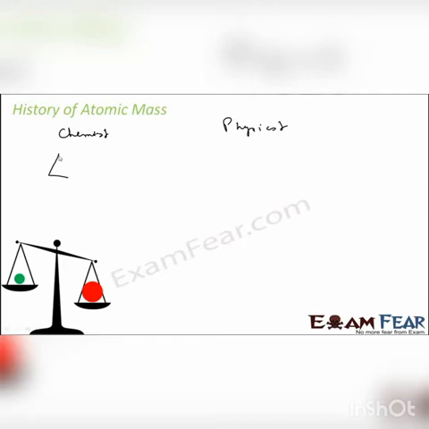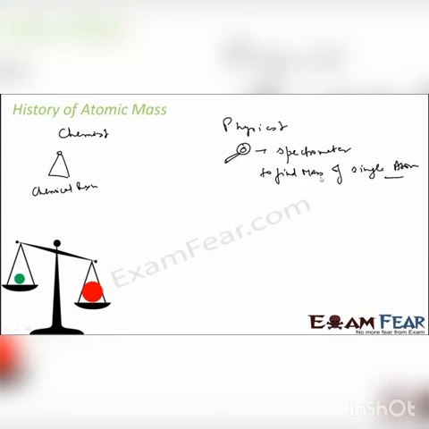So these chemists were actually using chemical reactions. And these physicists were using a high-powered tool, the spectrometer, to find the mass of a single atom. They could find the actual mass of a single atom. And the chemists were using chemical reactions to find relative mass. So there was a conflict.